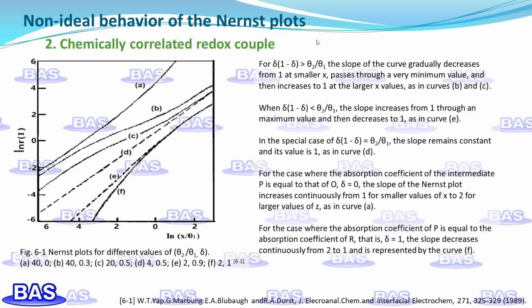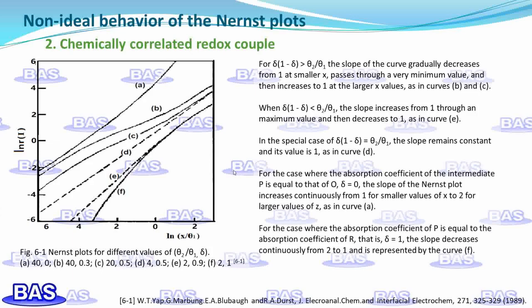It is important to compare the data values for several representative Nernst plots from different systems. Figure 6.1 shows several representative Nernst plots using different values of theta1, theta2 and delta. For curves B and C, the slope of the curve decreases from 1 at smaller x, passes through a very small value, and then increases to 1 at larger x values. Curve E shows the slope increasing from 1 through an extreme value and then decreasing to 1. Curve D represents the special case where the slope remains constant with a value of 1.